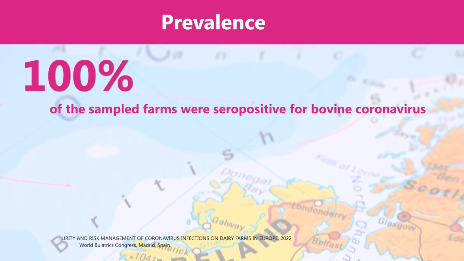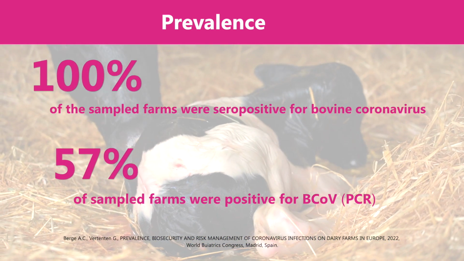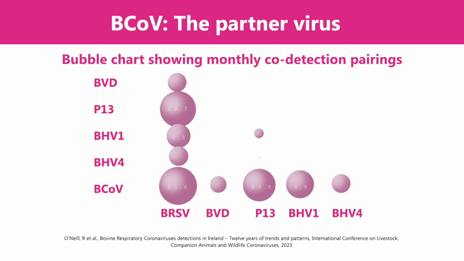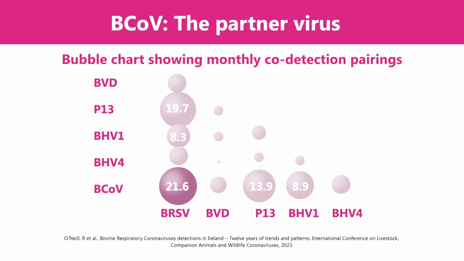Recent research carried out on dairy farms in Ireland demonstrated that 100% of the farms were seropositive for bovine coronavirus, while 57% of the farms were positive on PCR for bovine coronavirus. Also, a study carried out by O'Neill et al. on the prevalence and trends of bovine coronavirus in respiratory disease in Ireland found that BRSV and bovine coronavirus were the number one co-detecting pairings in calves with respiratory disease at 21.6%.